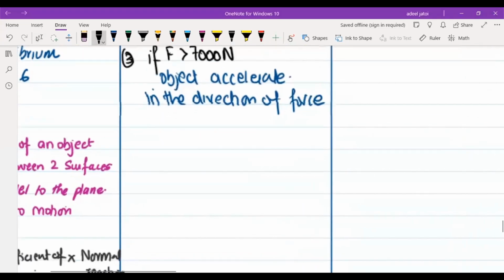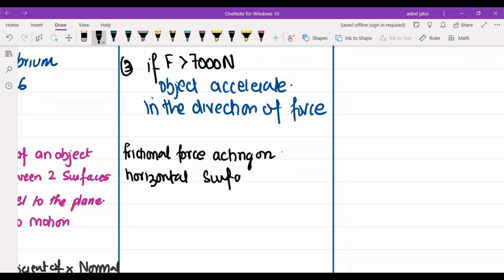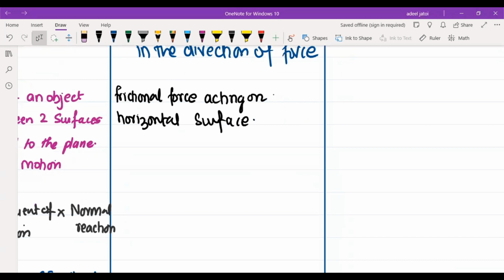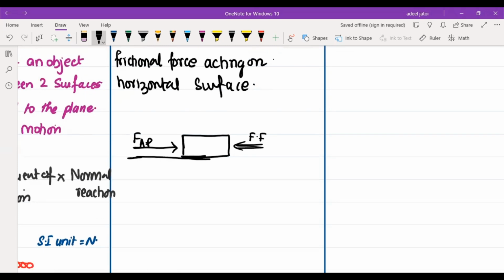Okay, moving further, let's say your frictional force is acting on a horizontal surface. One thing we need to understand is that there is a block, there will be a force, which is your applied force, and there will be your frictional force. There would be a plane as well.